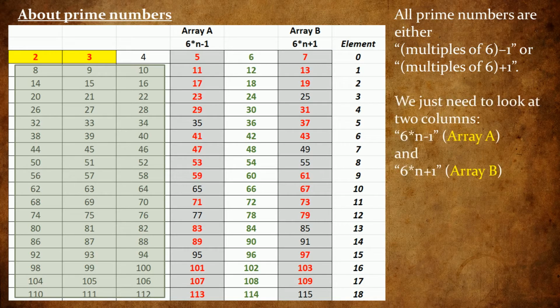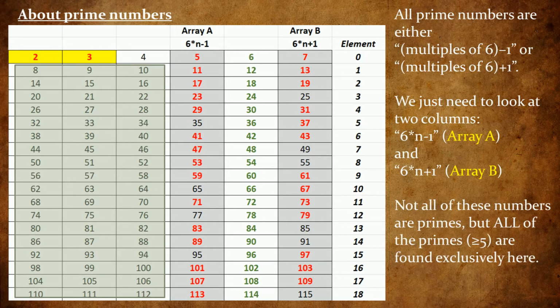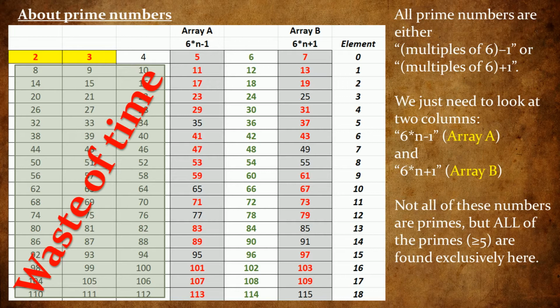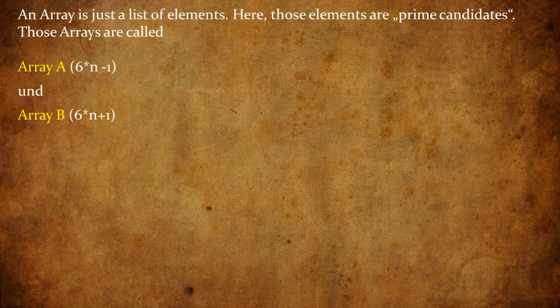So we just have to look at two columns that are here called array A and array B. Not all of these numbers are primes, but all primes starting from 5 are found exclusively here. Looking at all the other arrays is just a waste of time and memory. An array is just a list of elements. Here those elements are prime candidates and we call our arrays A and B.